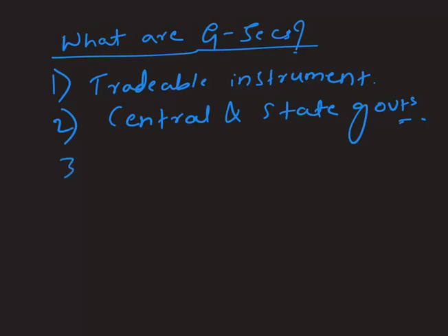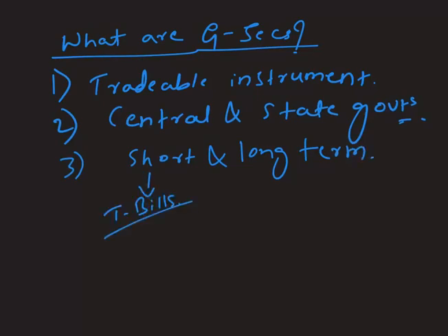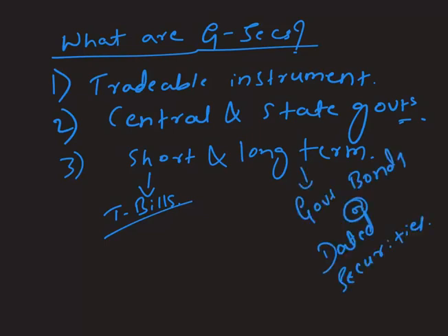And the third point here is that government securities can be both short as well as long term. Here, short-term government securities include Treasury Bills with original maturities of less than 1 year or 365 days, while long-term securities include government bonds or dated securities with original maturity of 1 year or more.